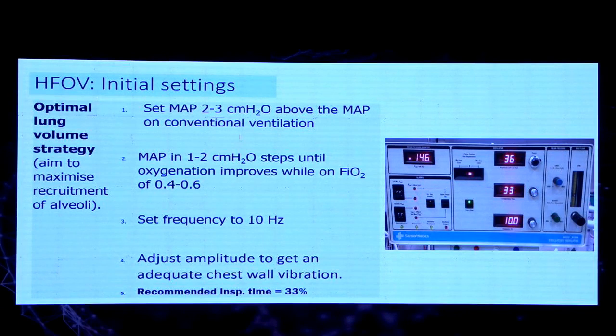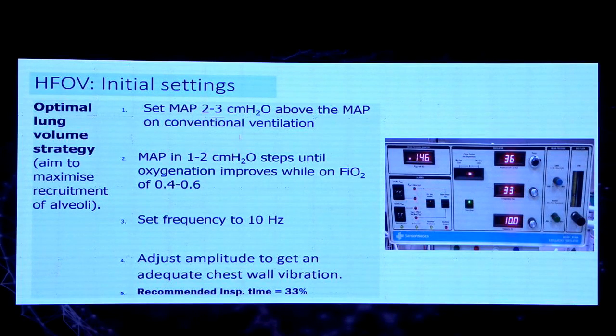How you set it: you start MAP 2-3 centimeters above the mean airway pressure on conventional ventilation. If the baby was not on conventional ventilation and you're just starting with high frequency, you may start at 10 and go around that. Then you increase your MAP by 1 to 2 centimeters until your oxygenation is appropriate at FiO2 of 40 to 60%. This allows you to know that you are in an open lung model.